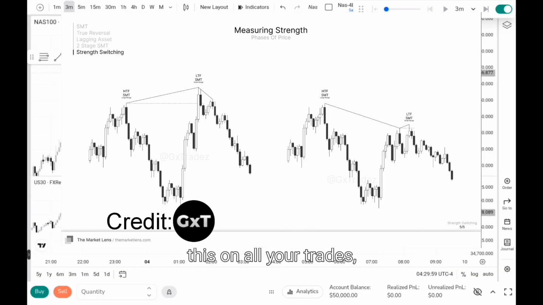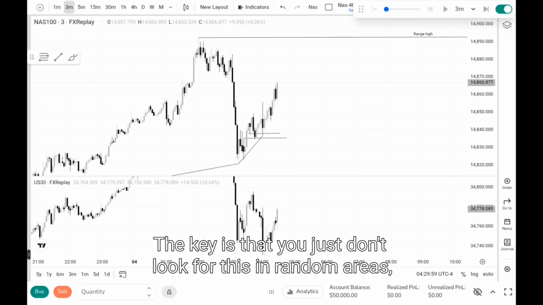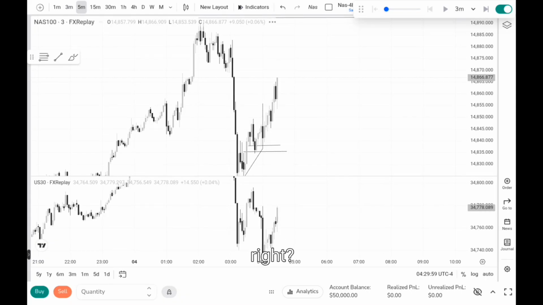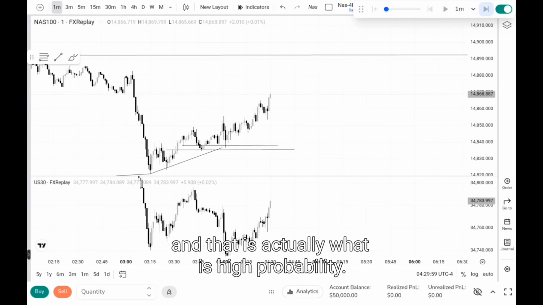If you demand this on all your trades, you're gonna have a great win rate. The key is that you just don't look for this in random areas, right? You look for it within universal models, and that is actually what is high probability.